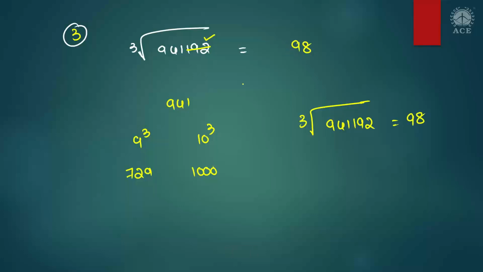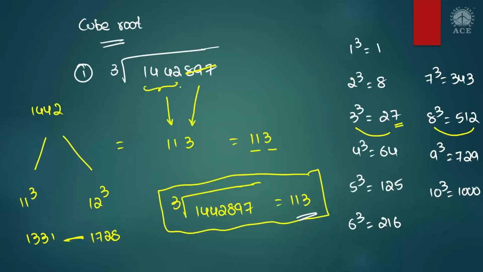Cube root of 9,41,192 is nothing but 98. This is how you should perform cube root. One more example, then square root will take a bit more time compared to cube root. In cube root, at a time we can eliminate 3 digits.